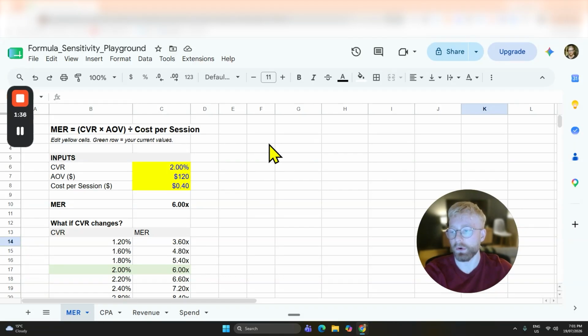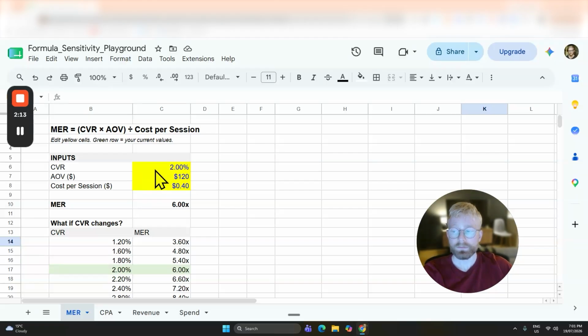media efficiency ratio or MER is derived from three key metrics: conversion rate, average order value, and cost per session. Now, these three metrics really help you diagnose the reason why MER may be falling, right? Why your efficiency may be falling. If you just look at these three metrics, you will be able to determine why very quickly, and then obviously figure out solutions to improve your efficiency.